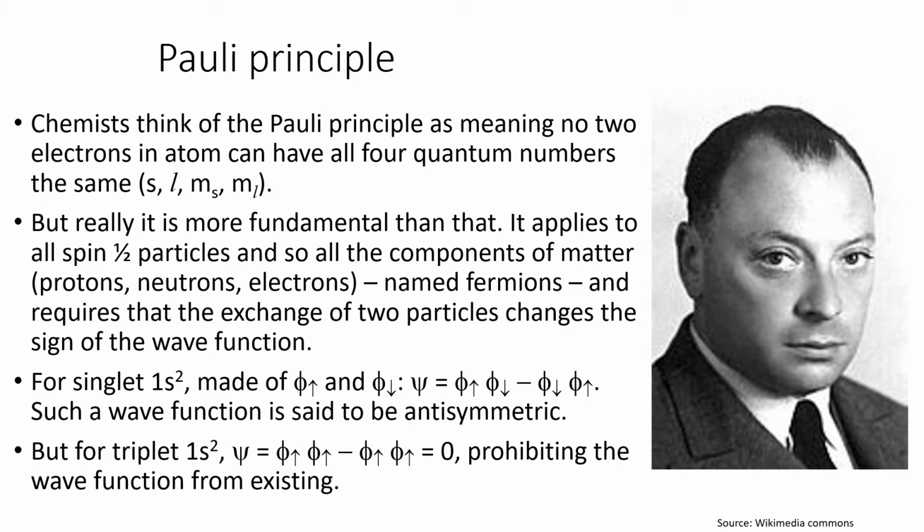But of course you'd have a big problem if you try to set up the wave function in the same way for a triplet 1s2, where both electrons were spin up, for example. You'd have phi up, phi up minus phi up, phi up, and so this simply has to equal 0. Those two terms have to cancel out. So by equaling 0, the wave function is vanishing. And if the wave function vanishes, that's clearly not an acceptable state to have two electrons spinning up in the same orbital. So that prohibits the wave function from existing.